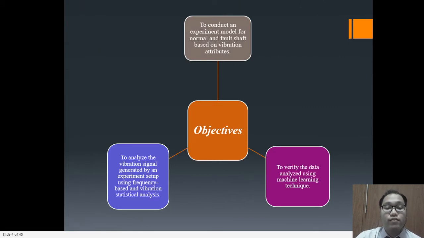Next are the objectives. The first objective is to conduct an experiment model for normal and faulty shaft based on vibration attributes. Next is to verify the data analyzed using machine learning techniques. And lastly is to analyze the vibration signal generated by an experiment setup using frequency-based and vibration statistical analysis.